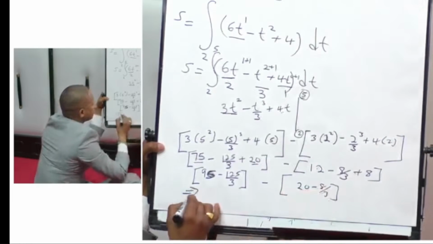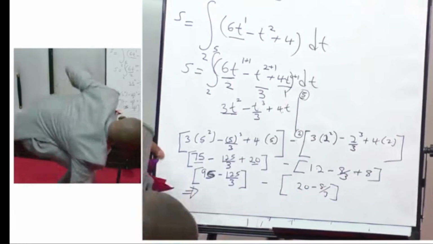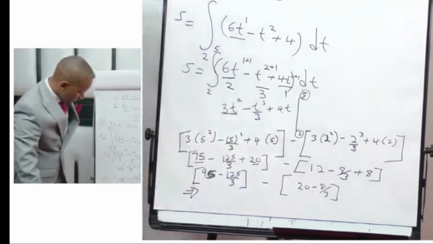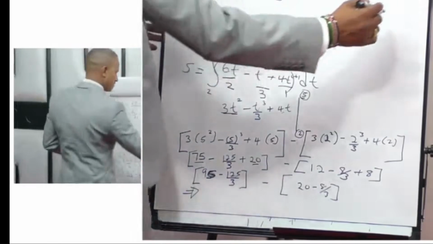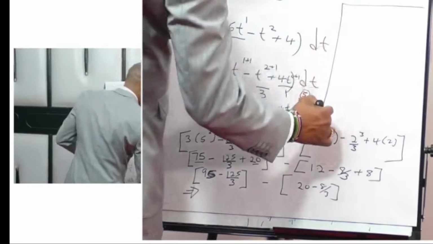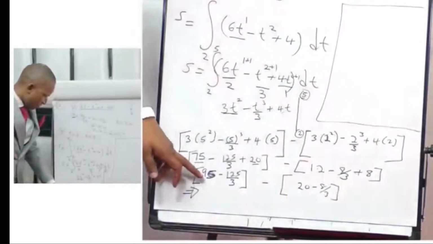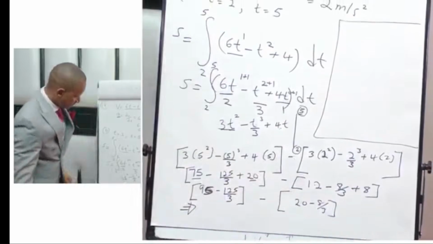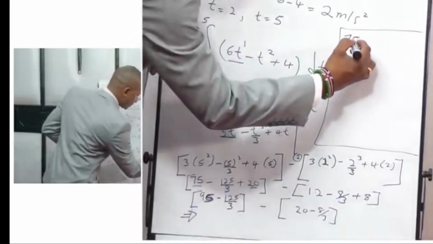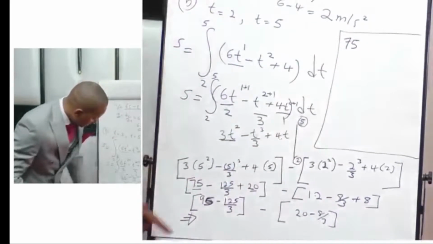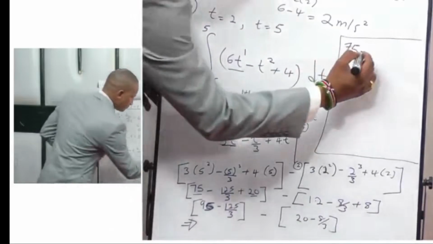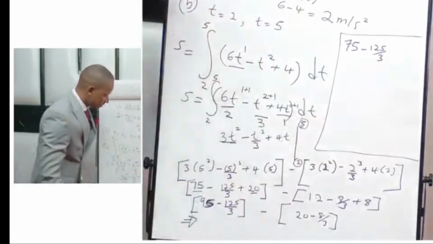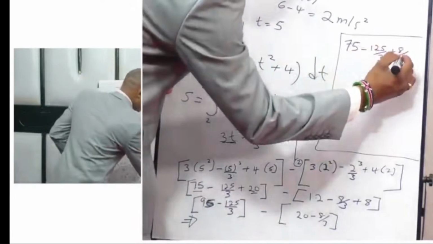Use a calculator to solve this. You open up this. Let me do it here a little. 95 minus 20 is 75. Just use a calculator on this. Then minus 125 over 3. Then minus times minus is plus 8 over 3.